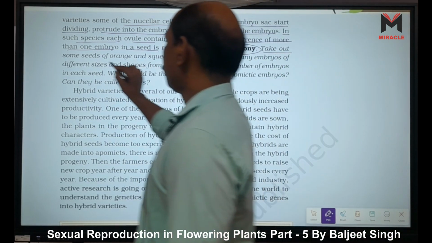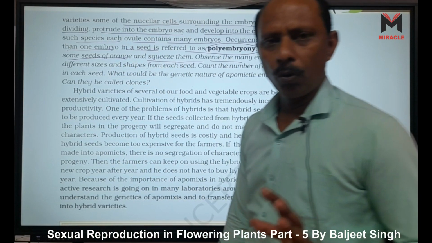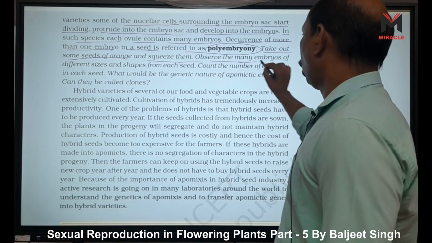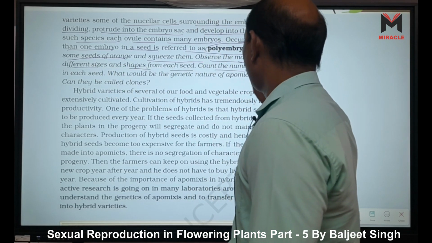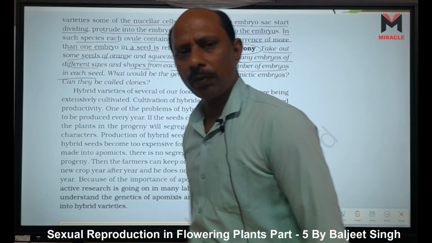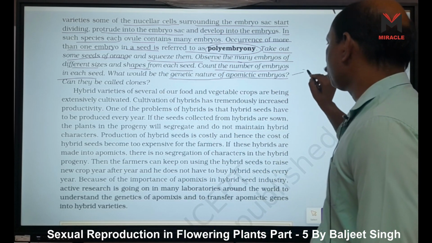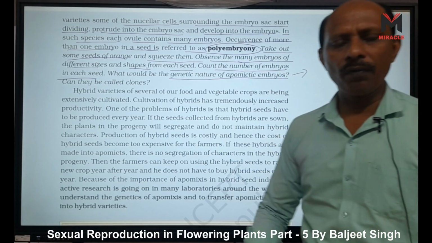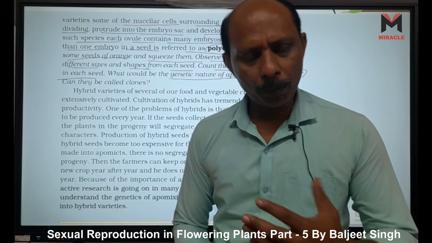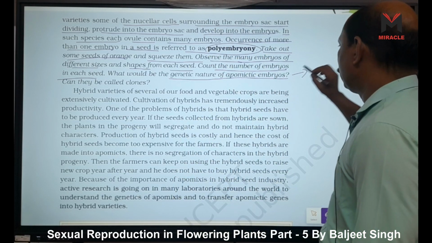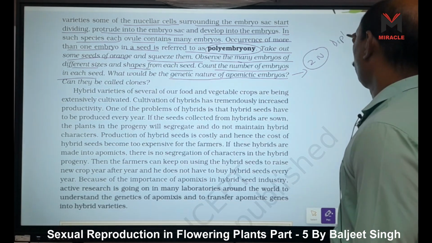Take out some seeds of orange and squeeze them, and then you find out it has more than one embryo. Observe the many embryos in different sizes and shapes from each seed. Count the number of embryos in each seed, it is more than one already. What would be the genetic nature of the apomictic embryos? Here, because they are developed from vegetative cells or the diploid megaspore mother cell, their genetic nature is 2n, or diploid.